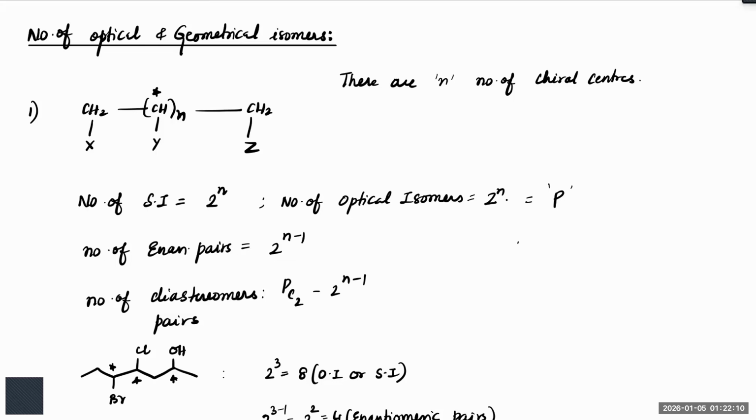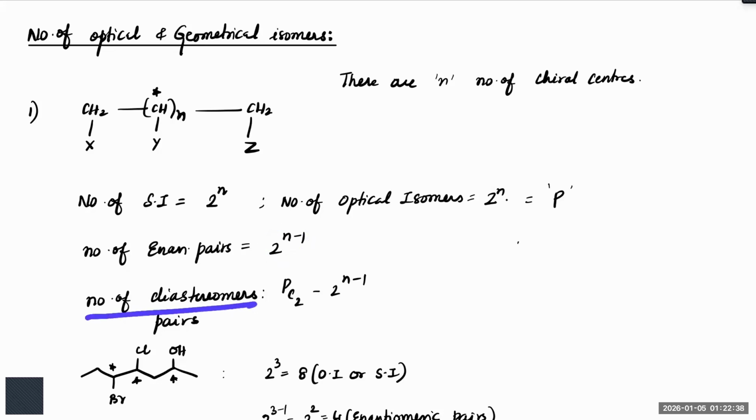Okay, and if you have n number of chiral centers, then the total number of stereoisomers will be 2 raised to the power of n. Okay, and the number of optically active isomers will also be 2 raised to the power of n. Let us put this as p. Okay, the number of enantiomeric pairs will be total isomers by 2, that is 2 raised to the power of n minus 1.